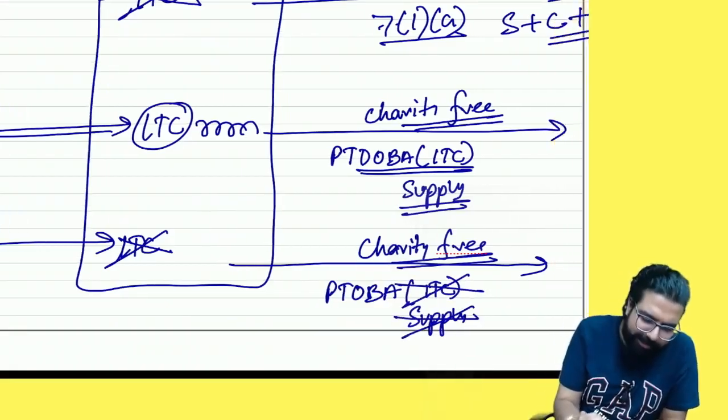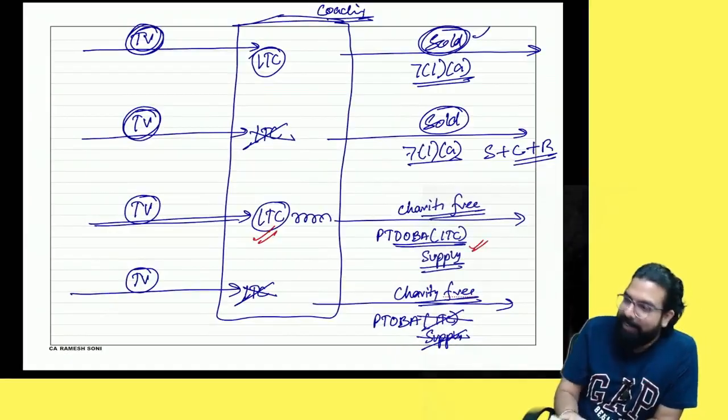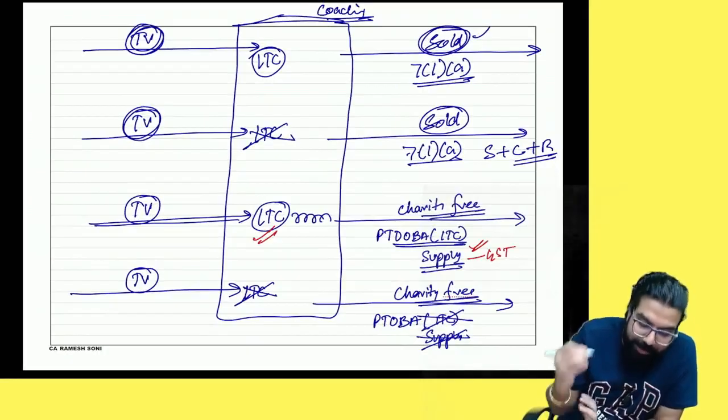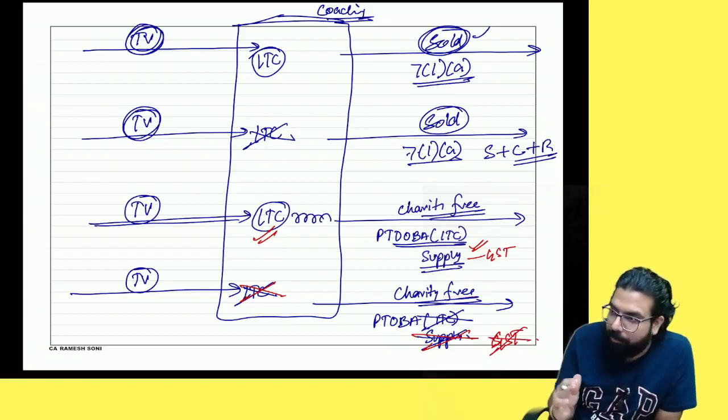You know what? Can you see one thing? If you take ITC, you have to pay GST. It will be a supply and you have to pay. If you don't take ITC, it's not a supply and you don't have to pay any GST. Is my point clear to all?